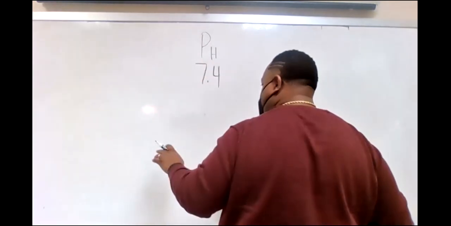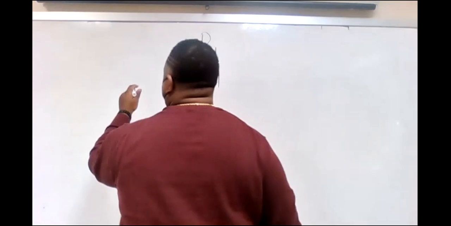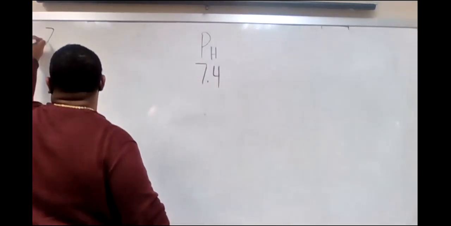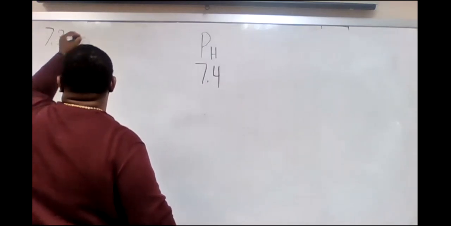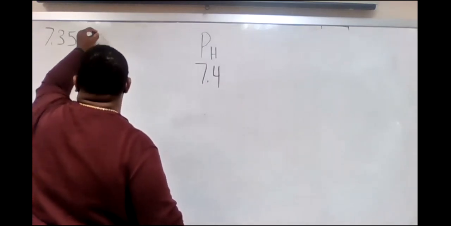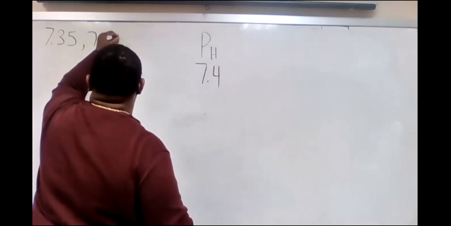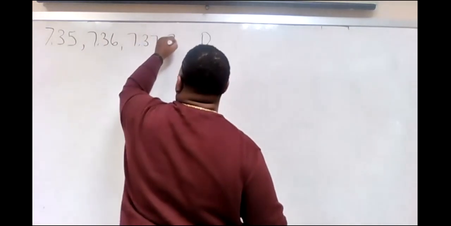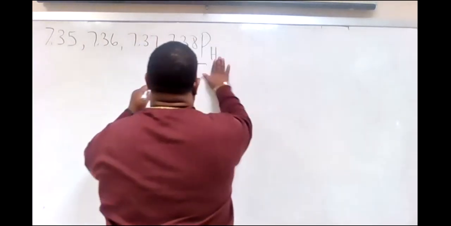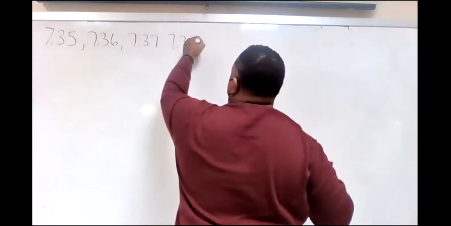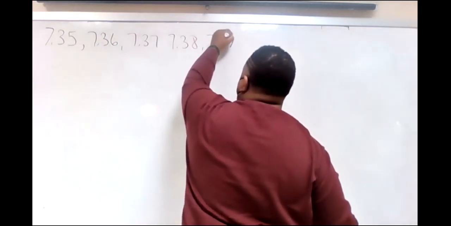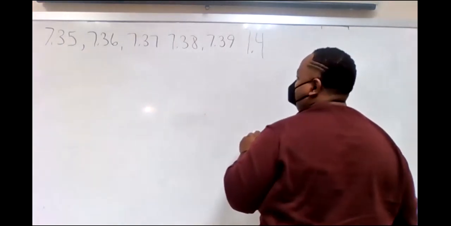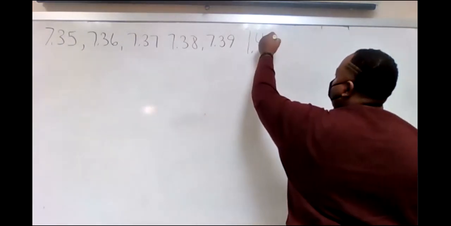7.4 is the perfect pH. What's the range for pH? 7.35, 7.36, 7.37, 7.38, 7.39, and 7.4 would be perfect. Now we go the other way.